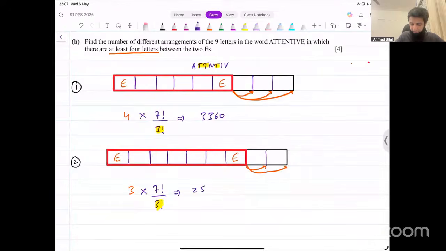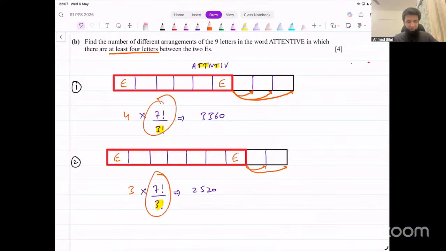2520. This is 2520. Now, do you understand the pattern? 7 factorial over 3 factorial, 7 factorial over 3 factorial. This is going to remain the same. This is not going to change. So in the next case, when we have 6 letters between the two E's, the only thing that changes is this number is going to change to 2. And in the next case, this outside number, there will be nothing outside. It will just remain 1.